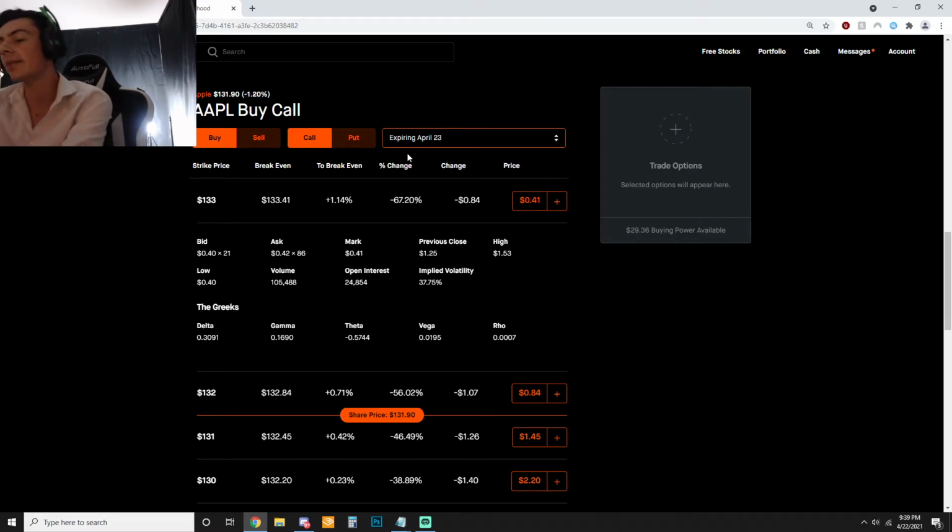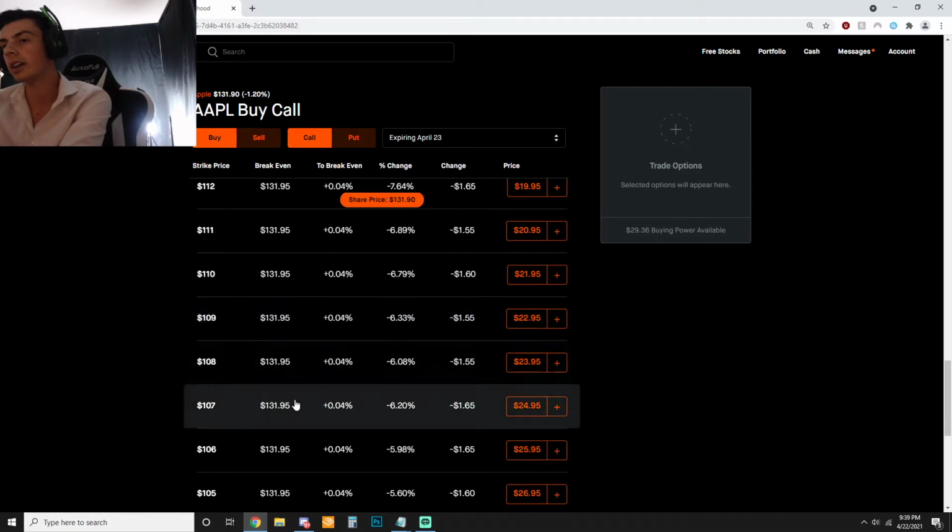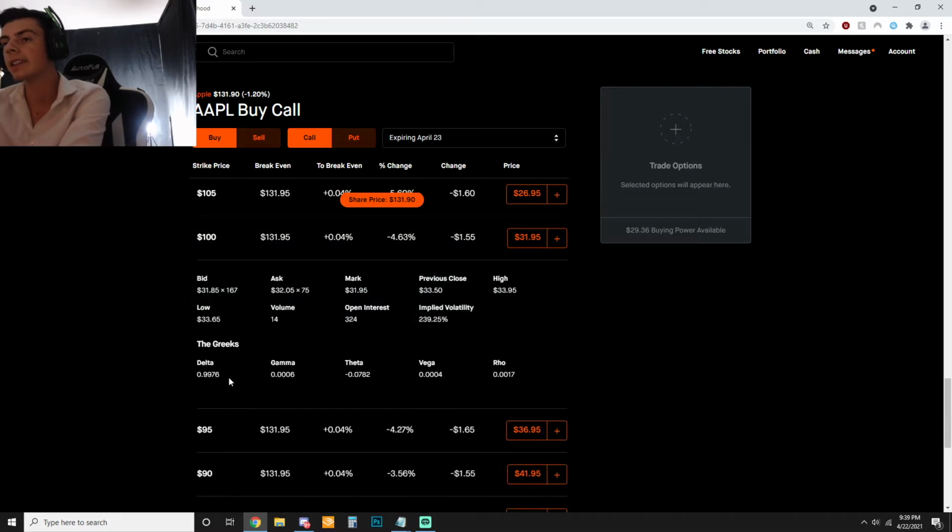So now that you have that in mind, you want to have the least amount of theta and the highest delta. And so the further in the money you get, if we just scroll down here to like a $100 Apple call, the delta is going to be extremely high. You're almost making $100 for every time Apple moves, and the theta is going to be super low. It's only $7 a day.